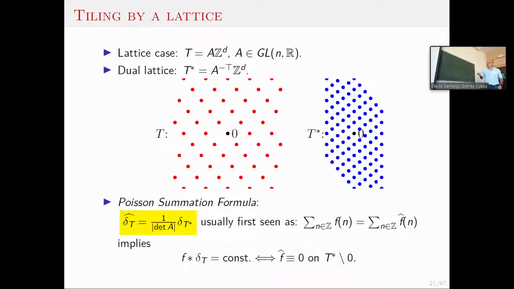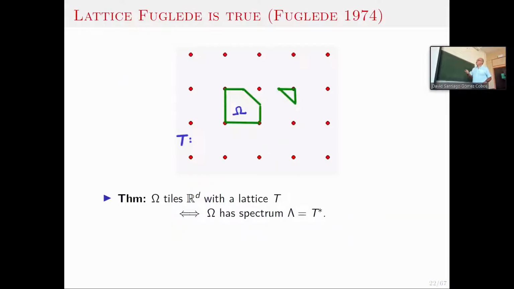And we stated the Poisson summation formula in distribution language, which means what? That if I put a point mass on each one of those points, and I Fourier transform this, I will get a point mass, the same point mass, on each one of those points. That's the Poisson summation formula in this fancy language. And we used this to prove Fuglede's conjecture in the lattice case.